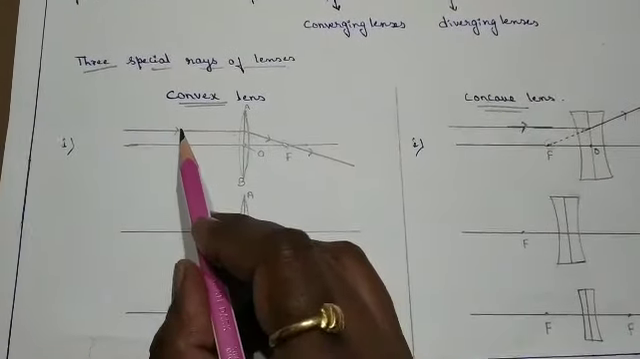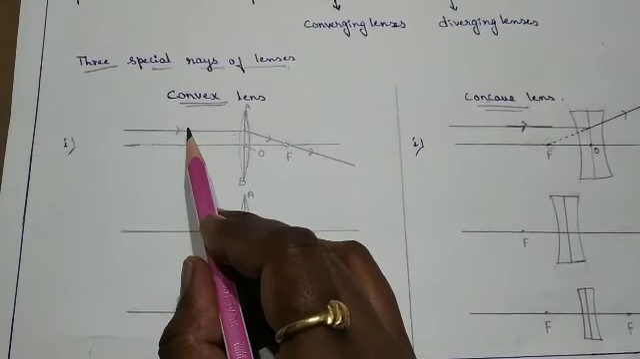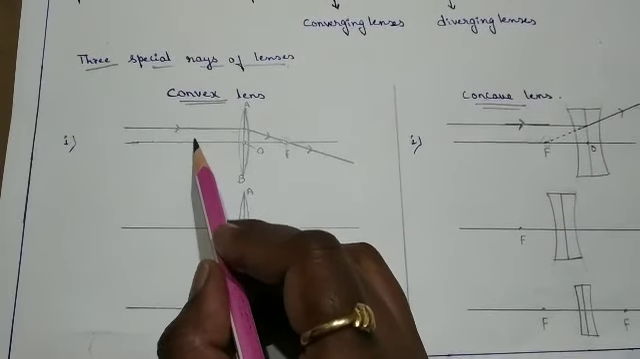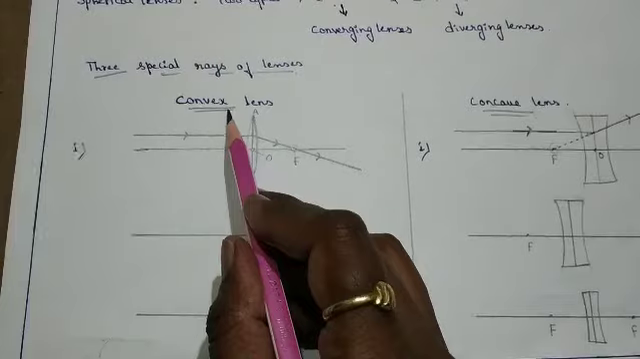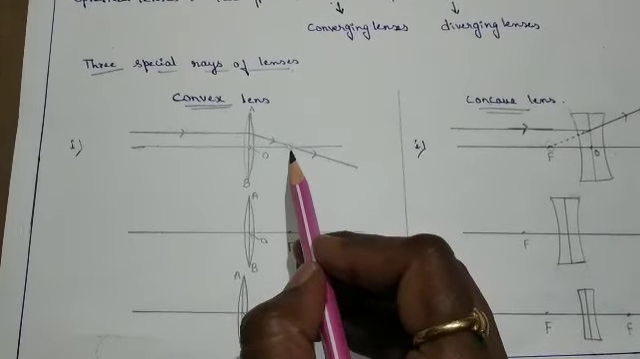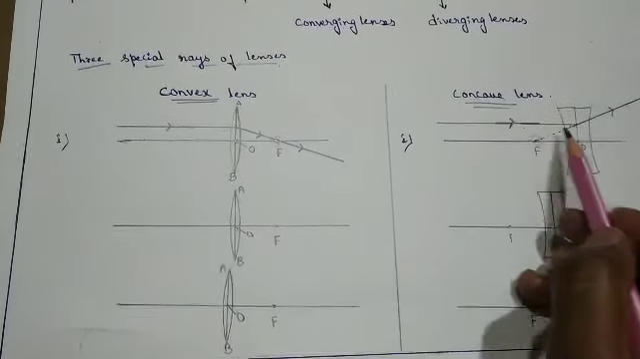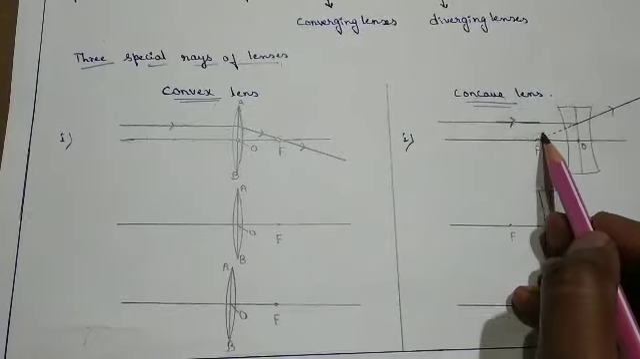If the beam of light is allowed to fall on the lens parallel to the principal axis, in the convex lens they meet at focus. In the concave lens they appear to meet at the focus.